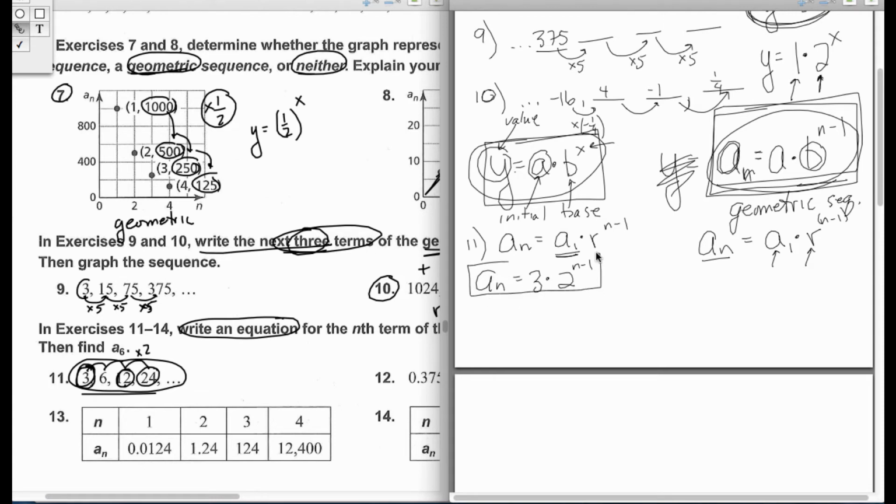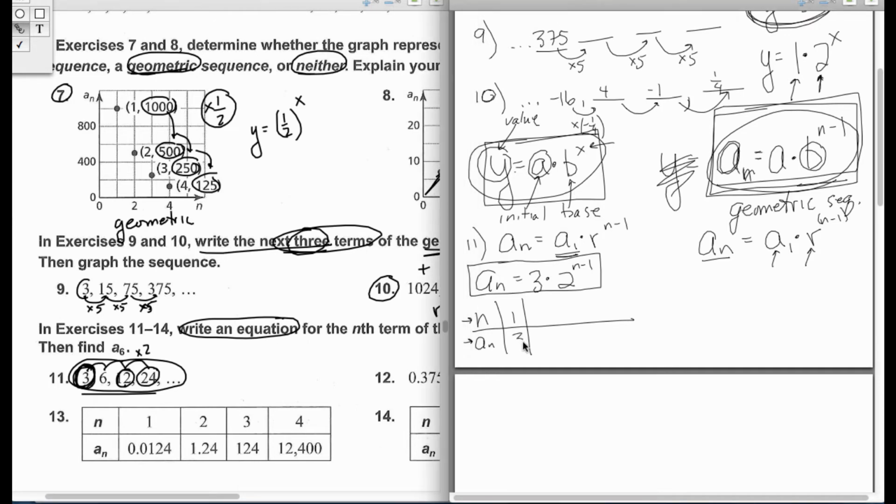Let's see if it works. Let's just double check. Watch. This is like your x and your y. It's just written as n and a sub n. So when n is 1, the first number in the sequence is what? Well, put 1 in for n. 1 minus 1 is 0. 2 to the 0 is 1. 1 times 3 is the 3.